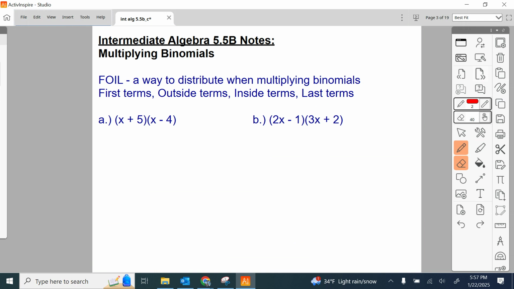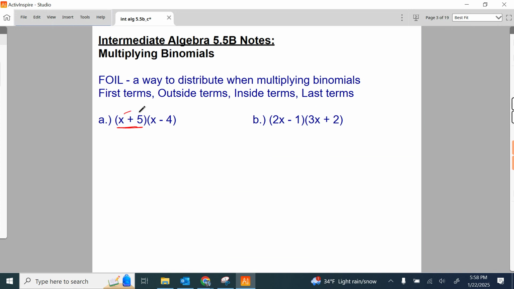So look at problem A. We have this binomial, x plus 5. It's a binomial because it's made up of two terms. And then we have this other binomial, x minus 4. Those are going to get multiplied together.